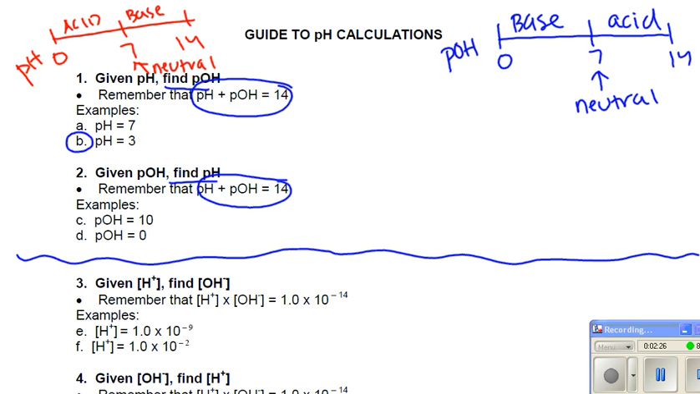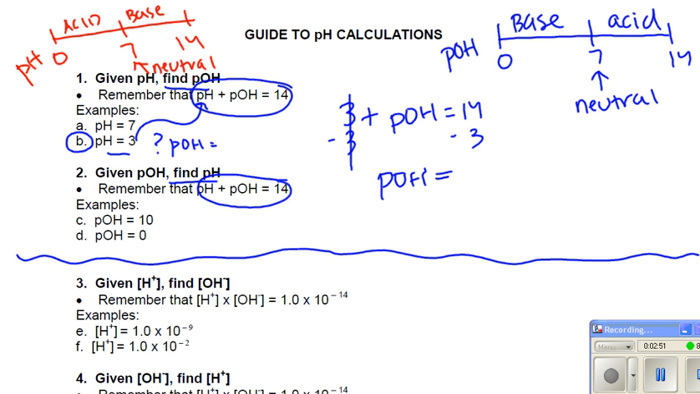If they give me that the pH of something is 3, they're asking me to solve for pOH. So how do I do that? Well, plug 3 in to the equation and solve for your unknown. So now I have 3 plus pOH equals 14. If you subtract 3 from both sides, pOH is equal to 11. You're going to have to excuse my smartboard for some reason. I think when it gets hot, it gets squiggly. So that is an 11.